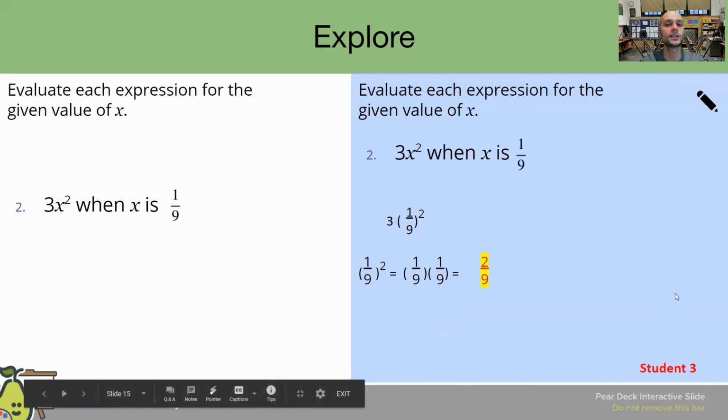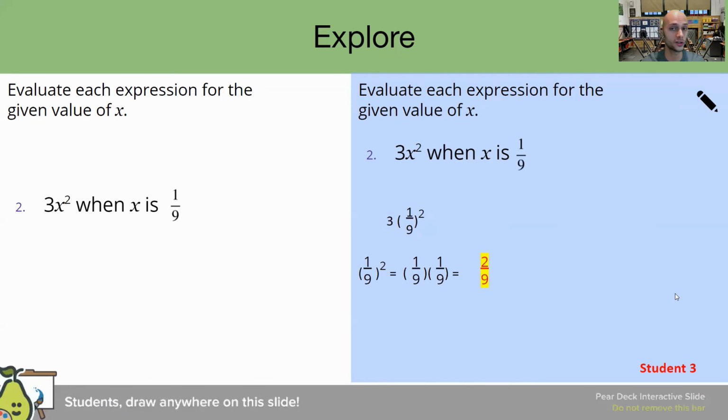So for student 3, I advise you guys to also pause your video, take a second, and try to figure out, can you find where the misconception is? Welcome back. Hopefully you were able to see where the misconception lies in this example.